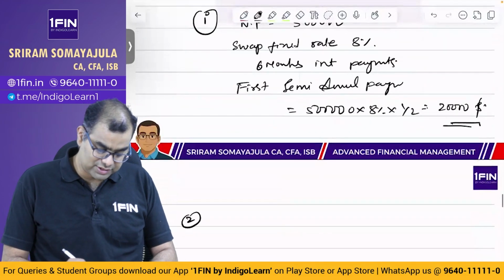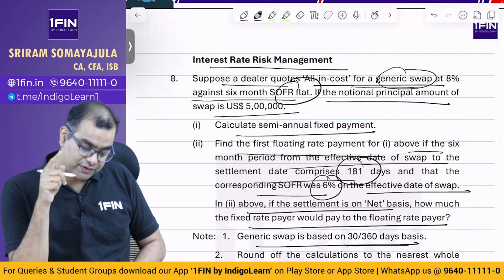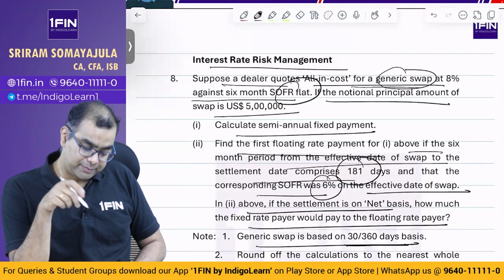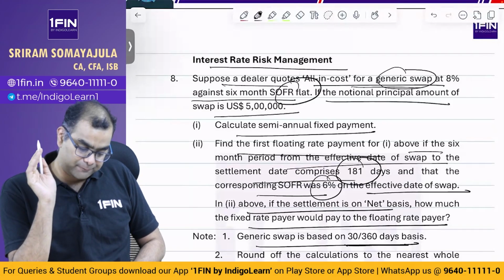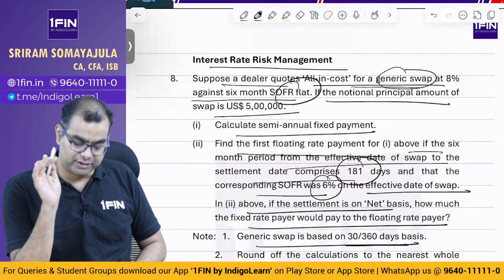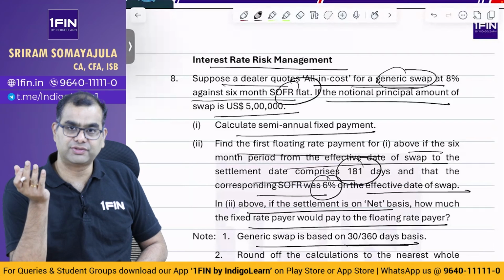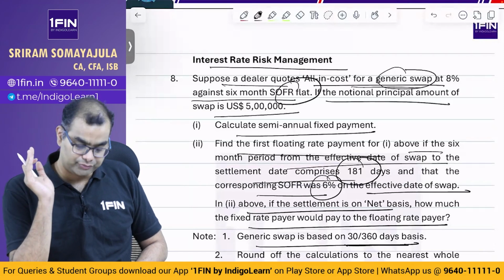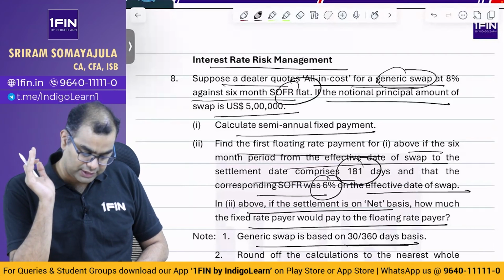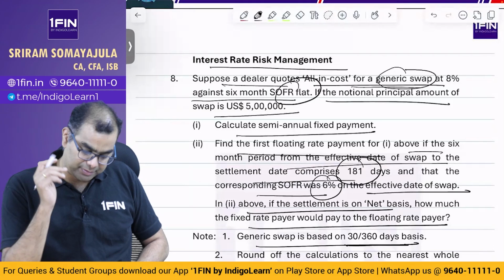Okay, next coming to the second question. What is the second question? First, find out the first floating rate payment. See, this is a dealer quote. There will be one fixed, one floating. So it is not about the company, or what is fixed, what is floating, and all of that stuff. Right. So find out the first floating rate payment.